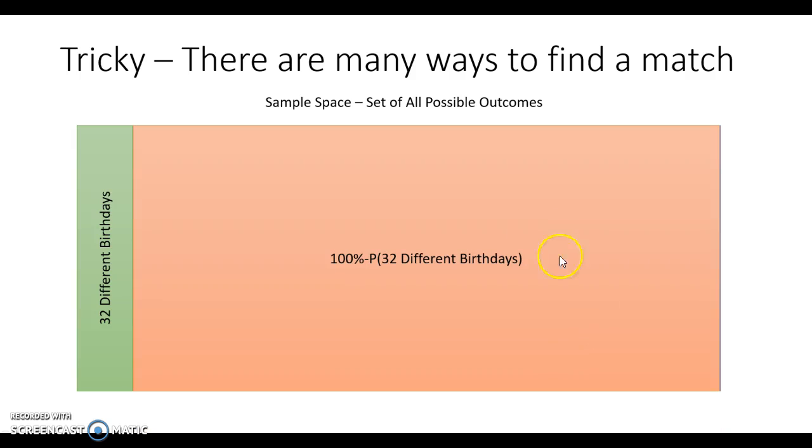what we can do is think about this as, well, this whole box is 100%. And if we just take away the stuff that we don't want, the event that we don't want to happen, which is that we have 32 different birthdays, that gives us the likelihood of having at least one match of birthdays in the room. So we approach it from that perspective. Take away the stuff that you don't want.